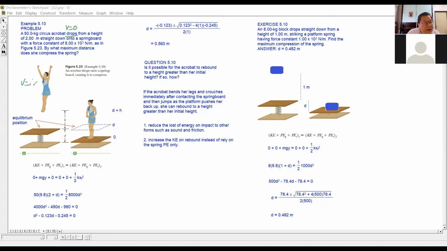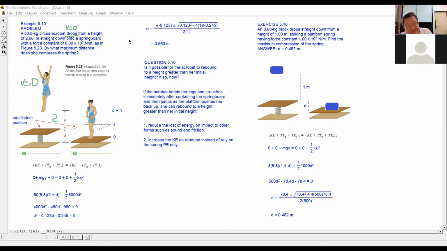V equals 0. Then she allowed herself to drop down 2 meters. This 2 meters is the h. This h is actually from her feet until the surface of the springboard. So this is h. So when she touches the springboard, the spring starts to compress. After compressing a distance of d, she will come to a stop. So the question is, how much is this compression d here? So you understand the question or not?